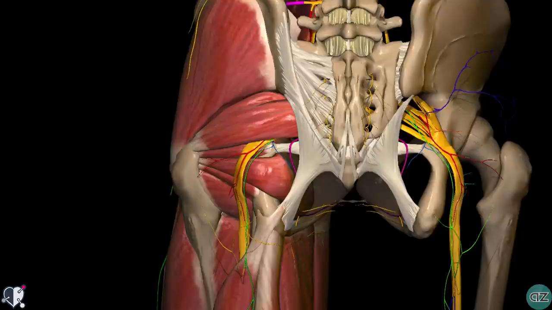In terms of sensory function, the tibial portion innervates the skin on the posterolateral surface of the leg, as well as the sole of the foot. The common fibular portion innervates the skin on the anterolateral surface of the leg and the dorsal aspect of the foot.